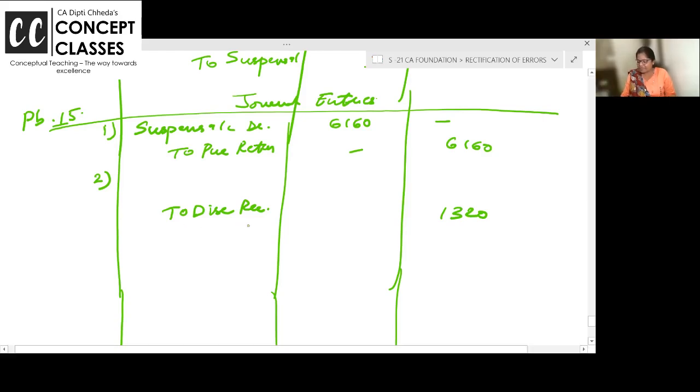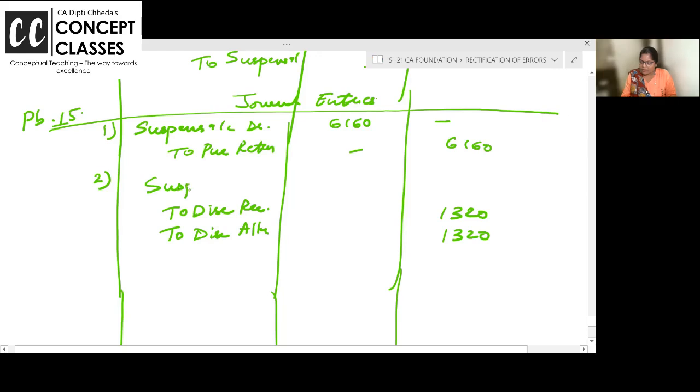Discount received, credited. You've not credited, credit. Discount allowed, by mistake you debited it, now credit it.